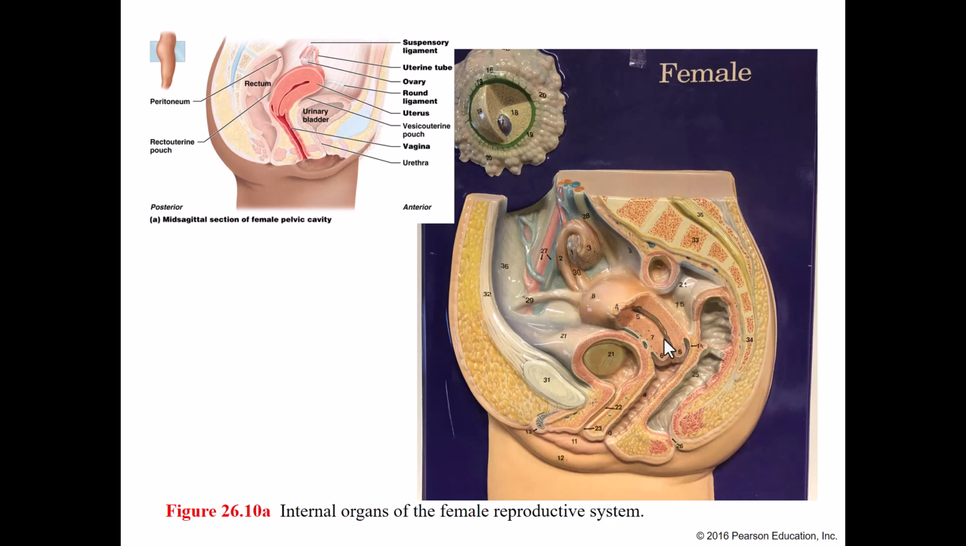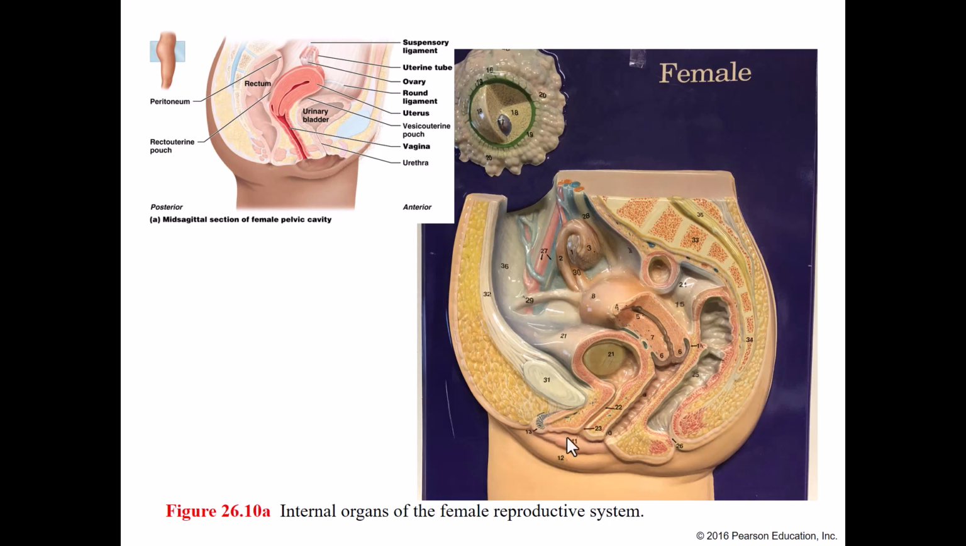We can see the layers of the uterus. The innermost layer is our endometrium. Myometrium is the middle layer, and the perimetrium is the outer layer. Right here we can see the cervix going into the vagina. The uterus sits on top of the bladder, and here is the urethra with the external urethral opening.